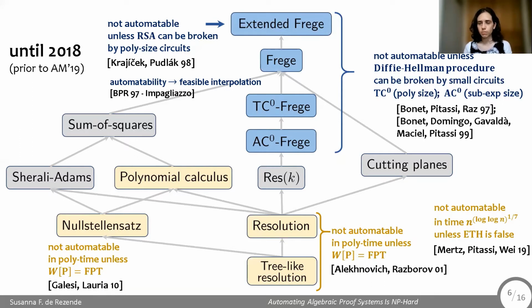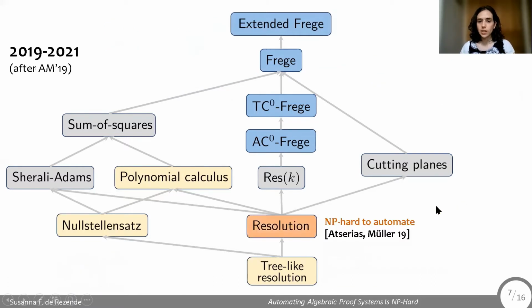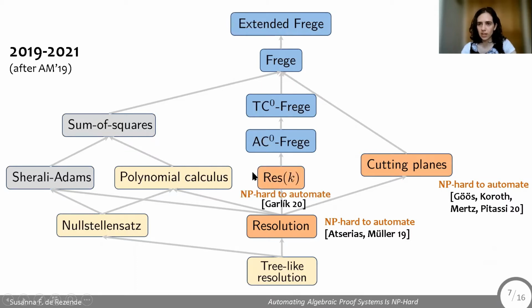So let's see how Atserias-Müller changed this landscape. What Atserias-Müller proved is that resolution is NP hard to automate. And soon after, this was extended to cutting planes by Göös, Koroth, Mertz, and Pitassi. It was also extended to resolution over k-DNFs by Garlík. Then Bell showed that the result also holds for regular and ordered resolution. So it's a subsystem of resolution.